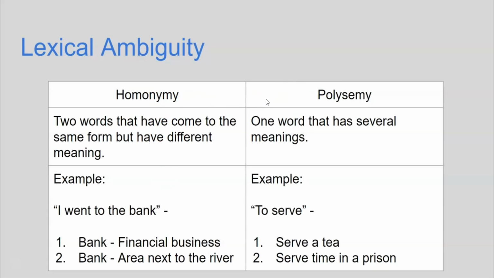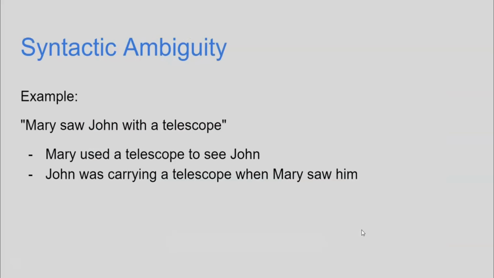In homonymy we have two words that have come to the same form, that is, they have the same spelling or same pronunciation but different meanings. For example, I went to the bank. Bank can have two different meanings. It could either mean a financial business or an area next to the river. In polysemy we have one word that has several meanings. For example, to serve could either mean to serve a tea or to serve time in prison.